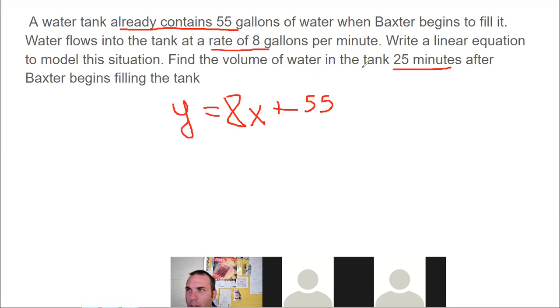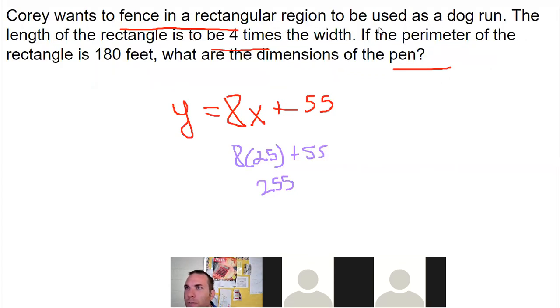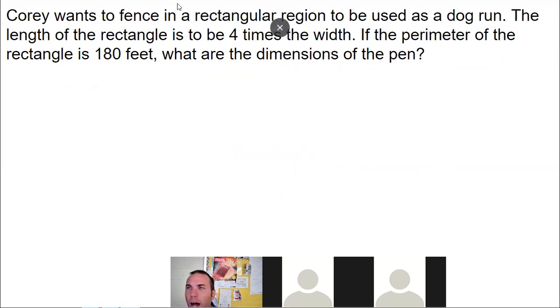Find the volume of water after 25 minutes. So in this case, we would take 25 and plug in, because remember, y is the total gallons already. Plus 55. So is that 255? 8 times 25 should be 200, plus 55. I think this should be closing on the last one.